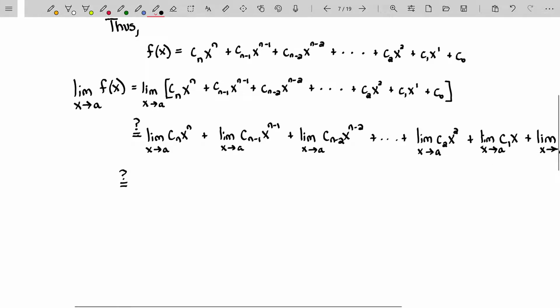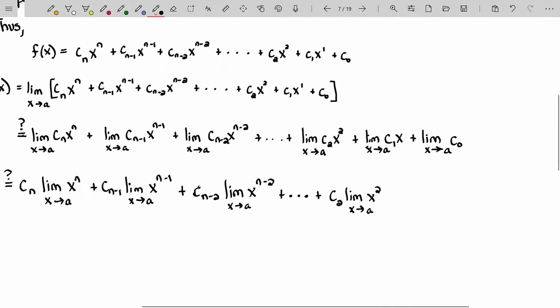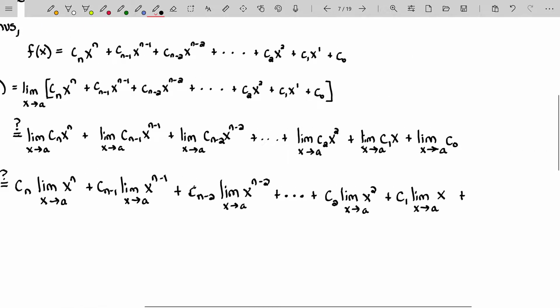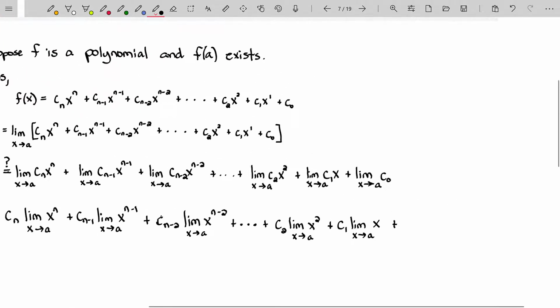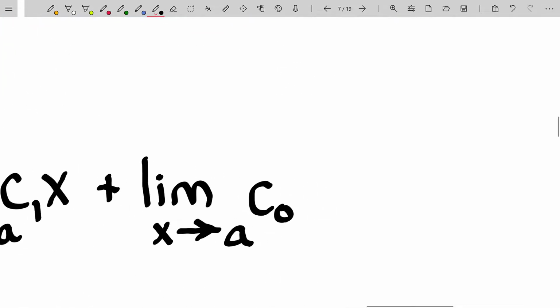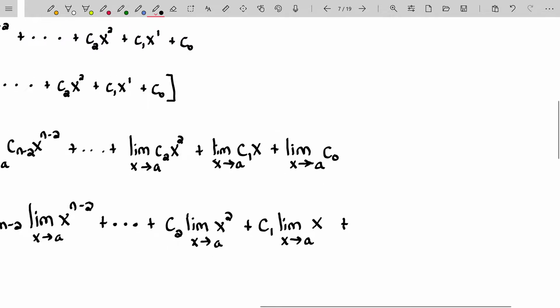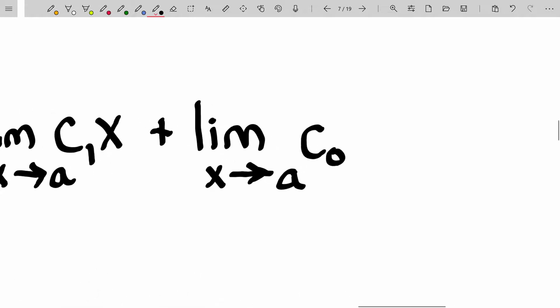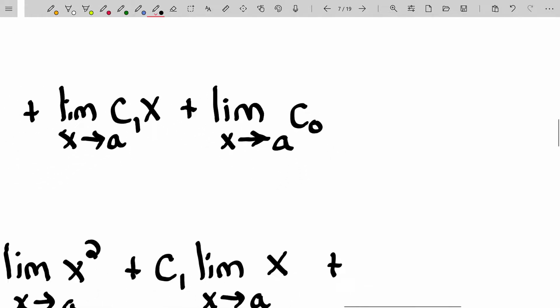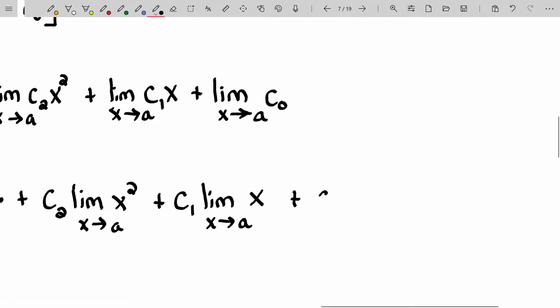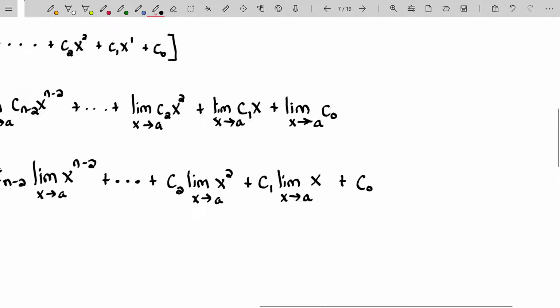Again, I'll write a question mark there because I'm not 100% sure if I'm allowed to do this. And again, we need some more room here. Now, when I get to this final one, limit as x approaches a of c naught, that is just the limit of a constant limit law, which tells us since that does not have an x on there, the limit as x gets really close to a of a constant is just the constant. So I can at least rewrite that as c naught without a limit on it.